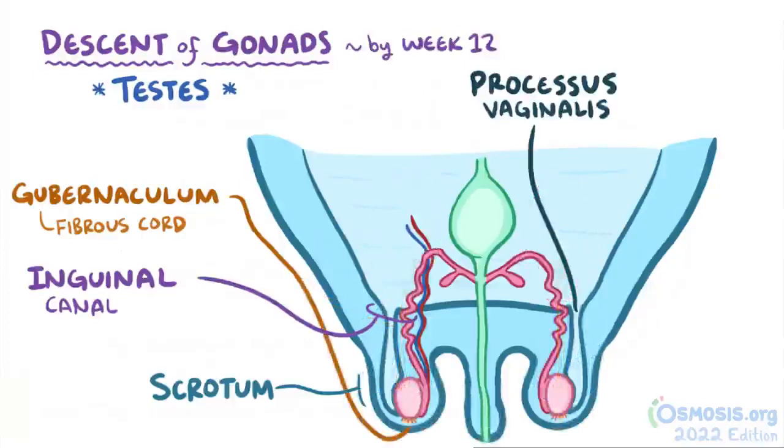By week 12, the testes reach the inguinal canal and move towards the scrotum. On their way, they pull the vas deferens as well as the testicular artery and vein with them through the inguinal canal. These structures eventually form the spermatic cord. This journey is usually over by the last month of pregnancy, and the abdominal muscle layers that came along form the layers of the scrotum.